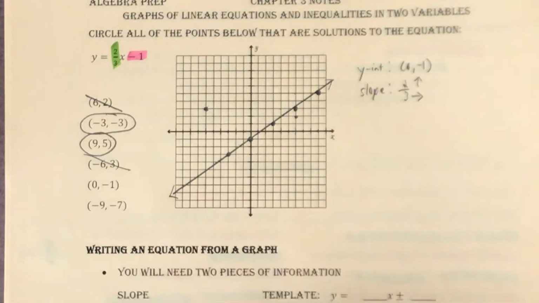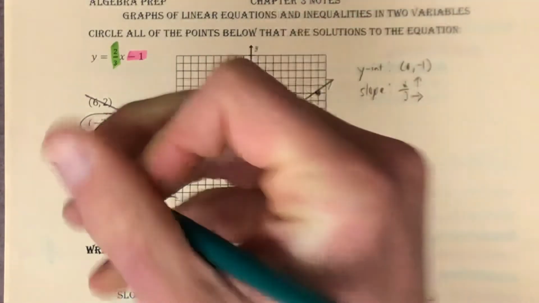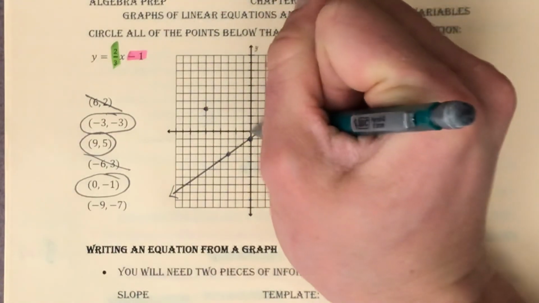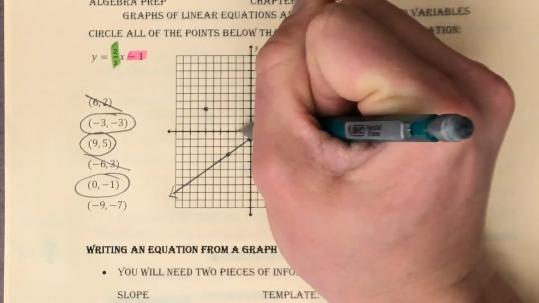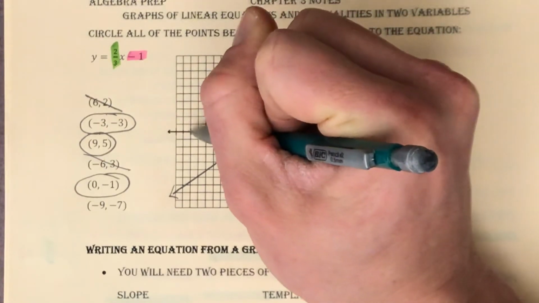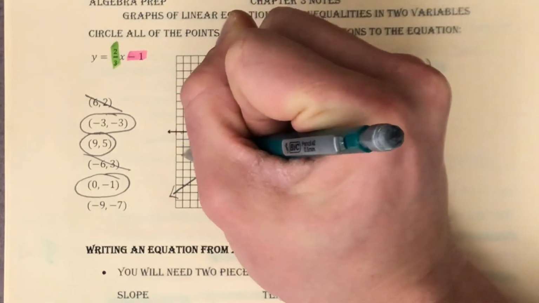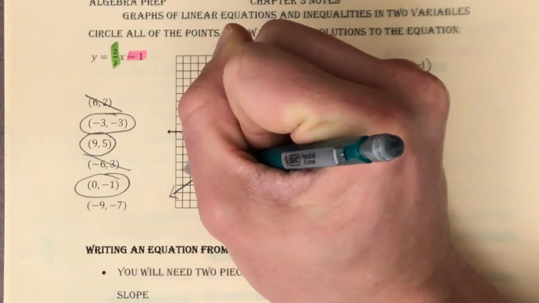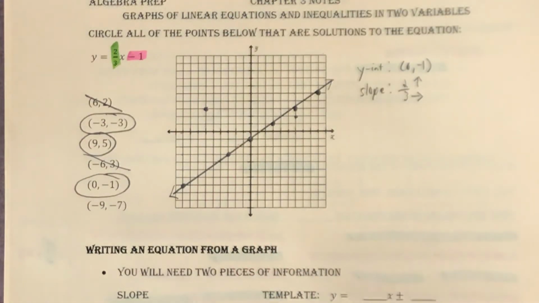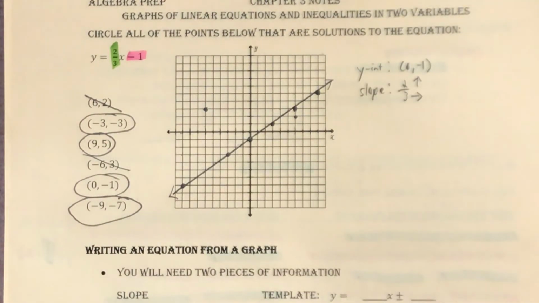The point 0, negative 1. So don't move left or right from the origin, but down 1. That is a solution because that's our y-intercept. And then negative 9, negative 7. So I need to go left 9, 1, 2, 3, 4, 5, 6, 7, 8, 9. And then down 7. 1, 2, 3, 4, 5, 6, 7. And that one falls on my line. My line was graphed well enough in that area. So that is a solution.